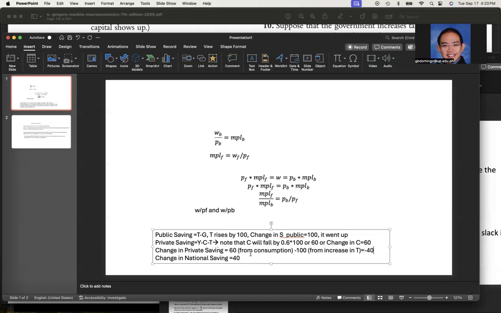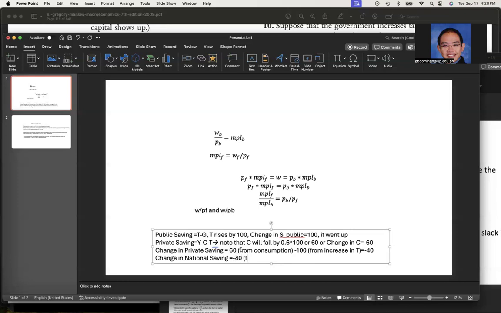Okay. So let's review this again. The change in private saving is positive 60, right? Because the change in C is negative 60, right? But since C comes in with a negative value, the change in private saving will be negative times negative, or positive 60. Now T goes up by 100, so it's negative 100. So that's minus 100 here. So minus 100 plus 60, it's negative 40. Okay. So the change in national saving is minus 40.